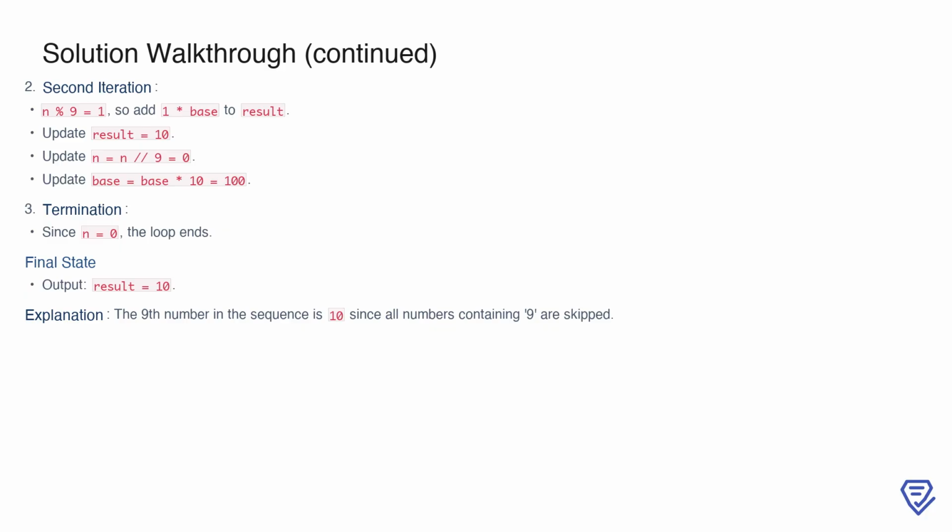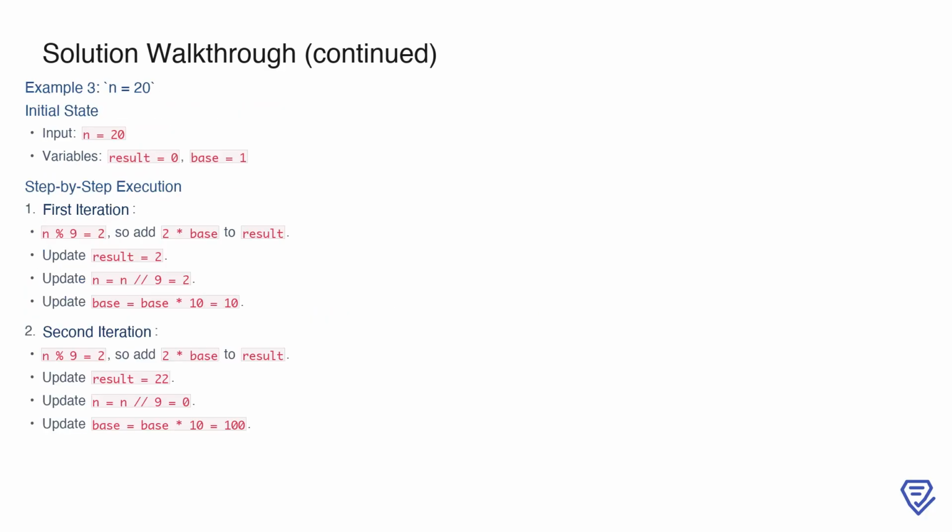Why? Because all numbers containing the digit 9, like 9 itself, are skipped, and the sequence instead directly jumps from 8 to 10. Let's examine a third example with n equals 20. We begin with result equals 0 and base equals 1. In the first iteration, we calculate n%9, which equals 2. This indicates that the last digit in the base 9 representation is 2.